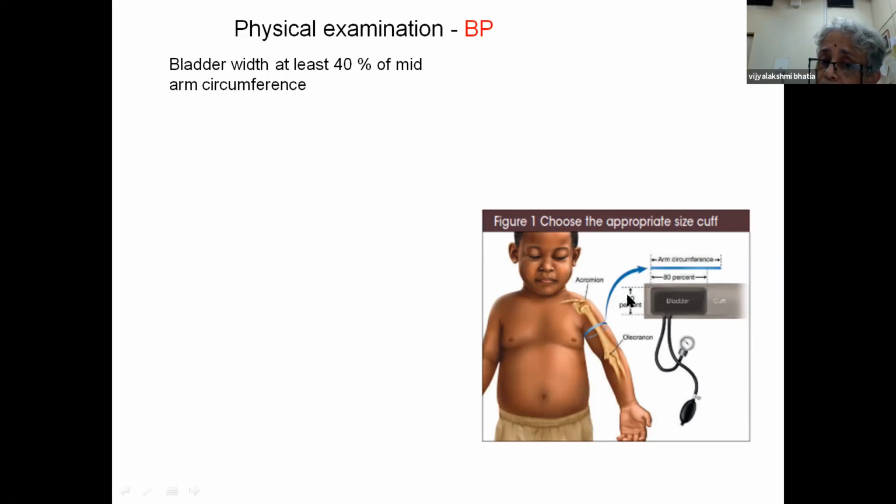This dimension is the most important dimension. The second dimension is the length. That is this one, the length of the rubber part of the bladder. And that is the one which we wrap around the arm, and it should cover at least 80% of the arm circumference. So if we make sure of these two things, then only we can interpret the blood pressure.